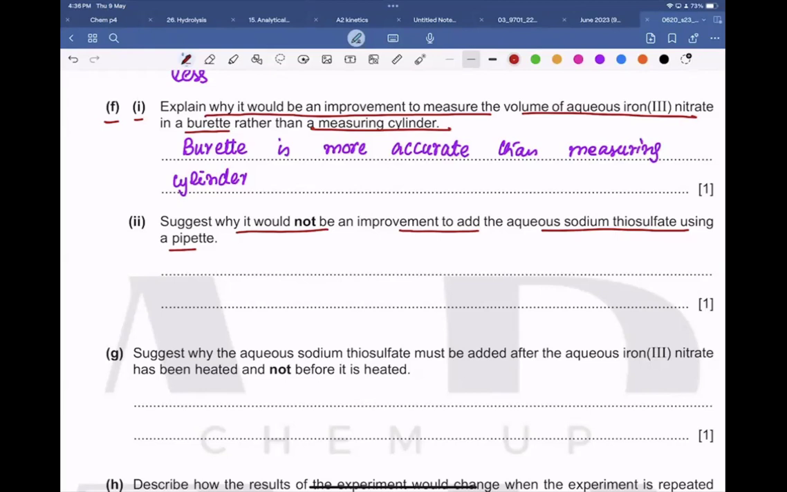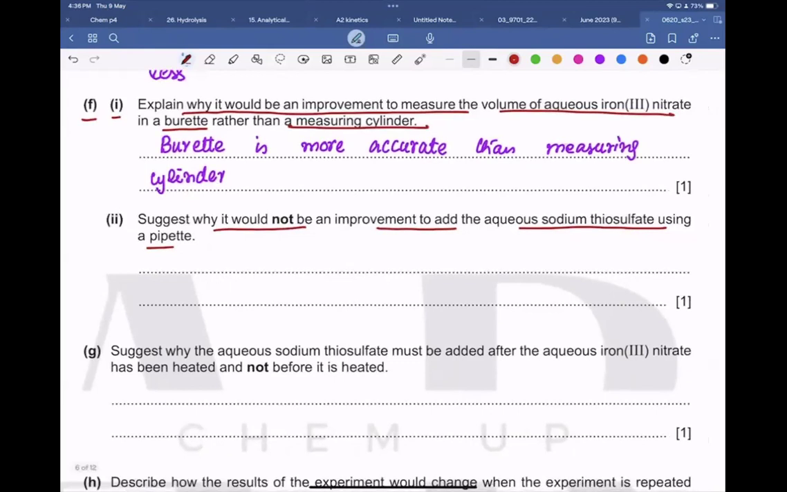Okay. Suggest why it would not be an improvement to add the aqueous sodium thiosulfate using a pipette.